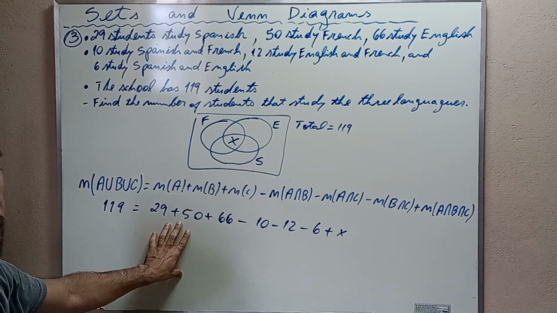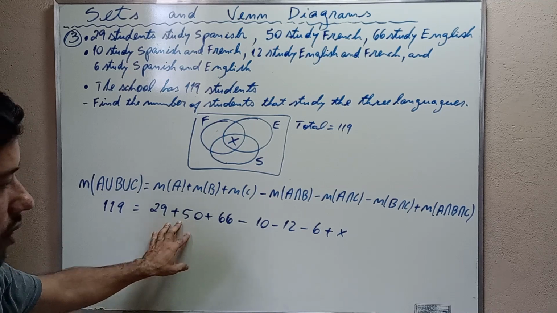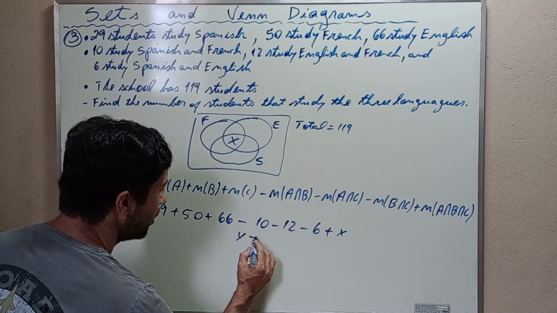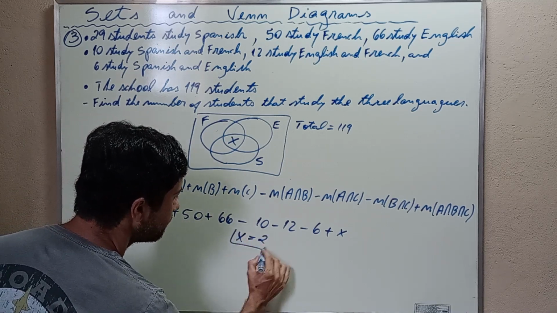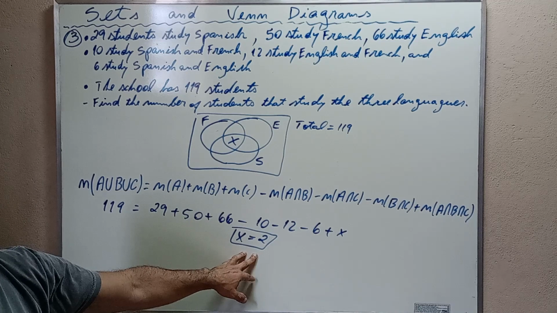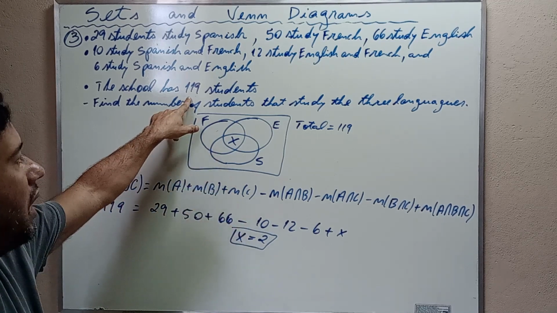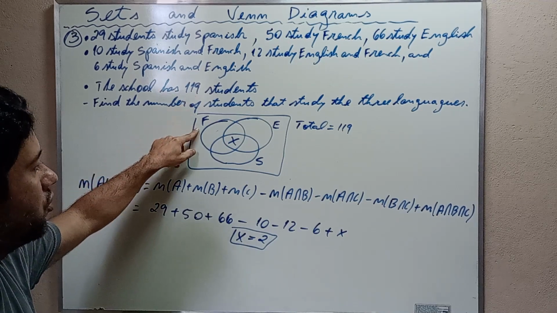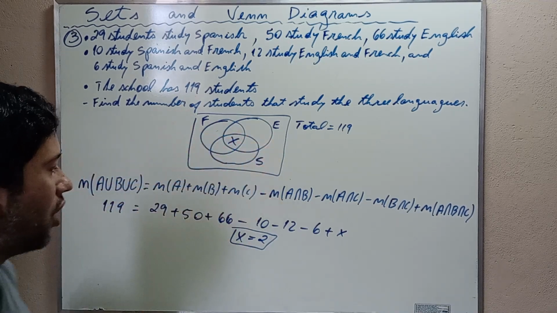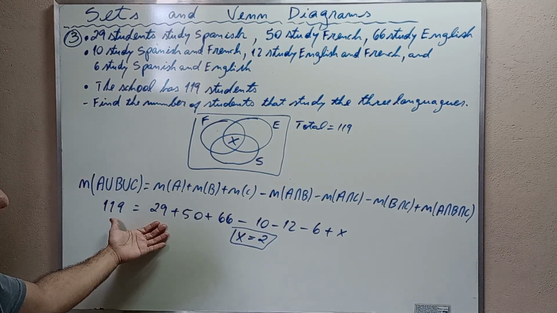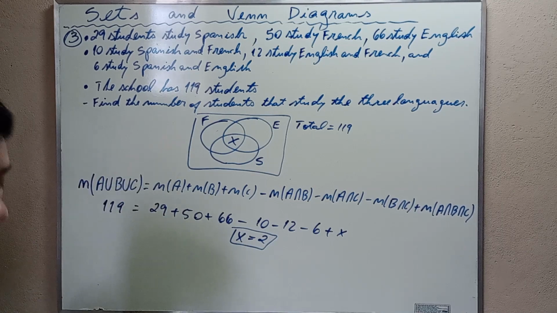Now, it is simple mathematics. Anybody can do it, and if you do it, you will find X equal to 2. Okay? And what does it mean? It means that only 2 students out of 119 study the 3 languages, French, English, and Spanish. Okay, my friends, this solution is a whole lot simpler than using a Venn diagram.